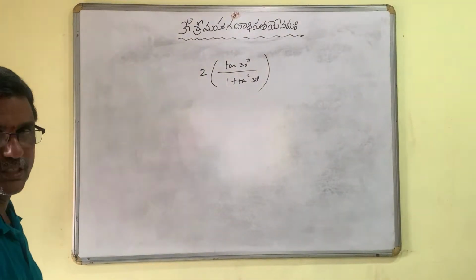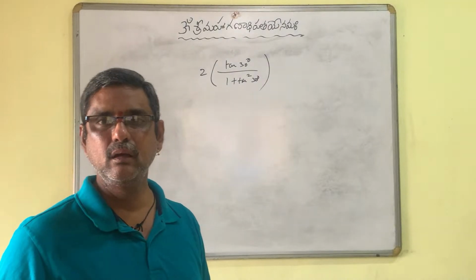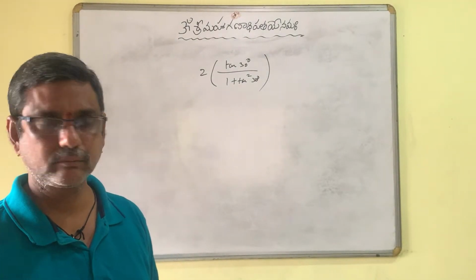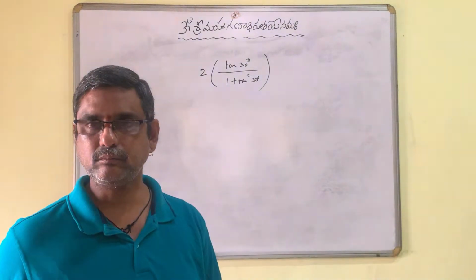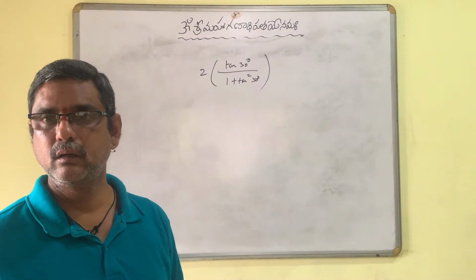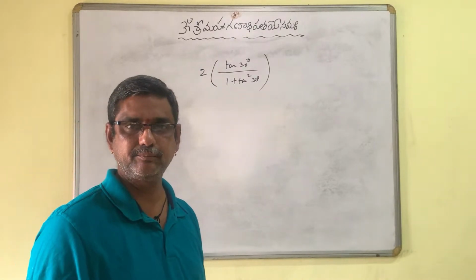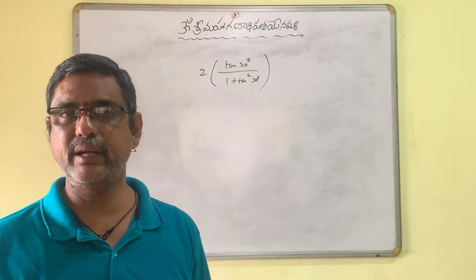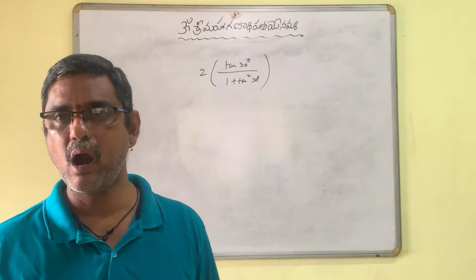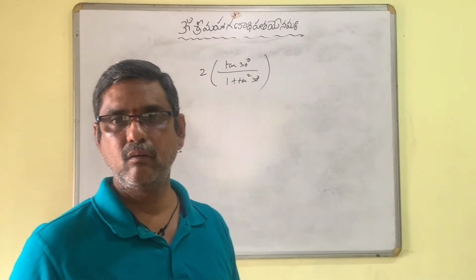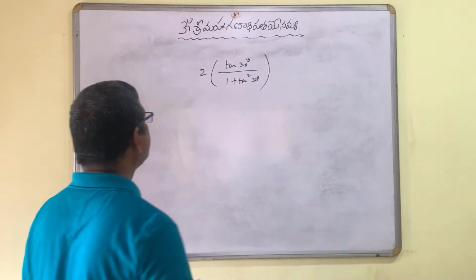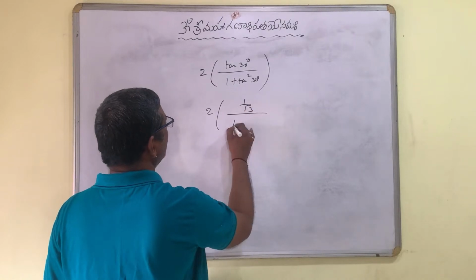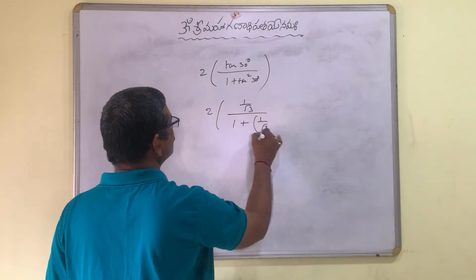Now tan 30, how much, children? Tan 30, how much? Anyone? No one is answering. Everyone in sleep mode. 1 by root 3. Very good. So 2 into 1 by root 3 by 1 plus 1 by root 3 whole square.